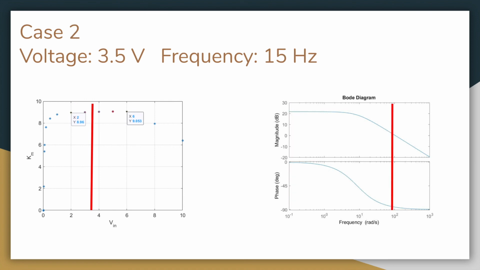In case 2, the voltage is 3.5 volts and the frequency is 15 Hz. Based on the ranges of acceptable inputs, we see that the voltage 3.5 volts falls in the acceptable voltage range of 2 to 6 volts. However, in the frequency domain, it is apparent that the 15 Hz, which is approximately 94 radians per second, is way past the corner frequency, meaning that the signal may be attenuated. So in conclusion, case 1 would be a much better representation of the system since it meets both the voltage ranges and the frequency ranges.